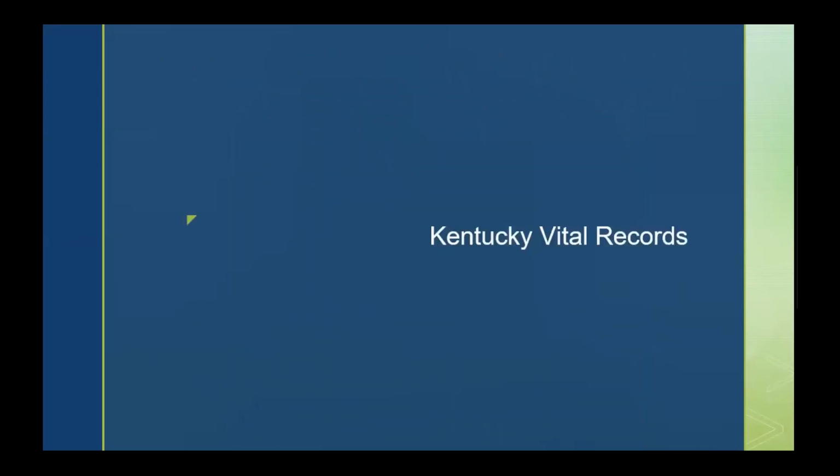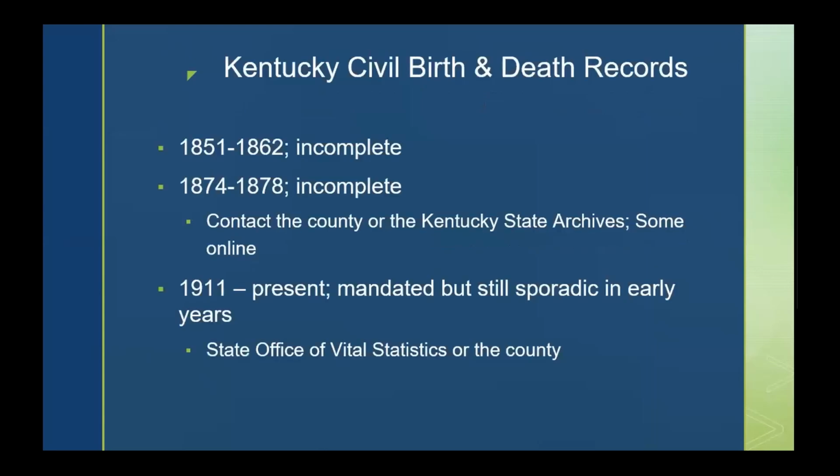Okay, so let's move on quickly here to Kentucky Vital Records. Now, these are a bit of a mess. And apologies to anyone that's from Kentucky that might be offended by that, but they kind of were starting and stopping and doing one thing and then doing another thing. So it gets kind of confusing to talk about what's going on with Kentucky vital records. So the state or the county kept birth and death records starting in 1851. So that's pretty early.